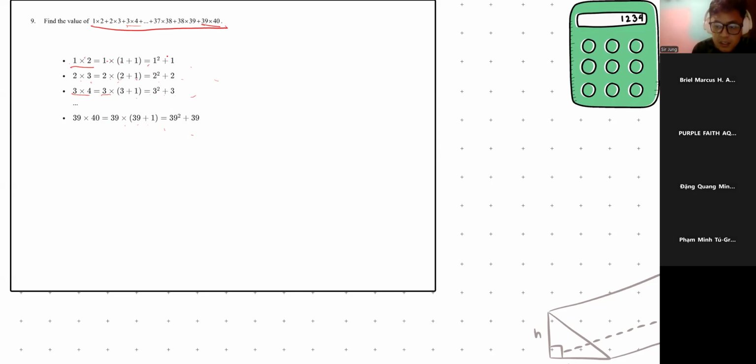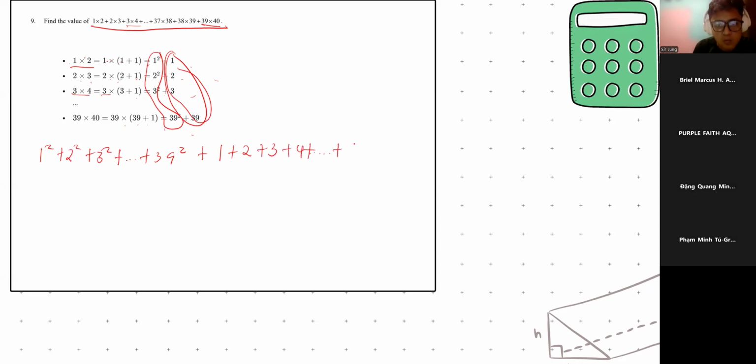So someone answered 63960. Let's check if that's correct. Since we have this expression, we can rewrite it as 1 squared plus 2 squared plus 3 squared up to 39 squared, and then including this one here, plus 1 plus 2 plus 3 plus 4 up to 39. We already know the formula for the sum of square numbers. We also know the formula for the sum of consecutive numbers. So what's the formula for square numbers again?